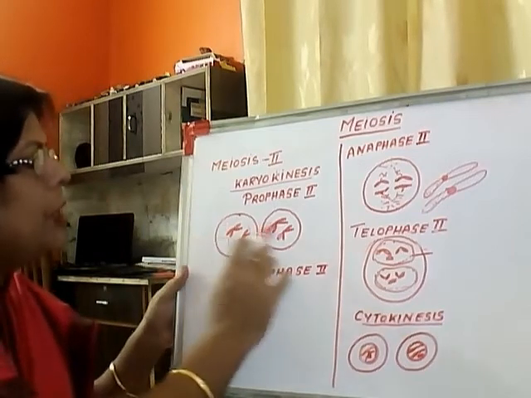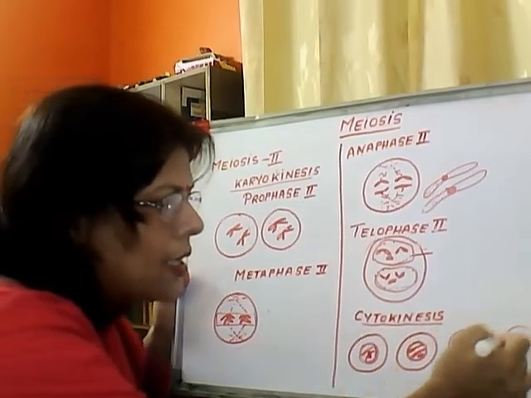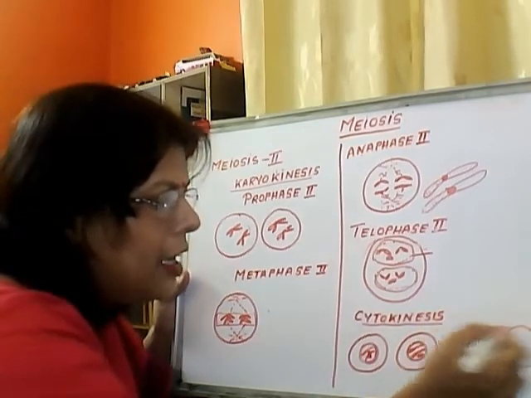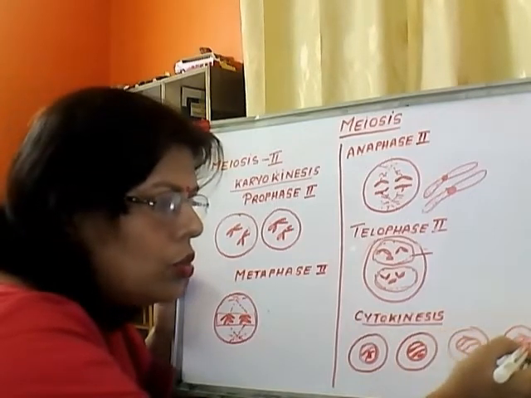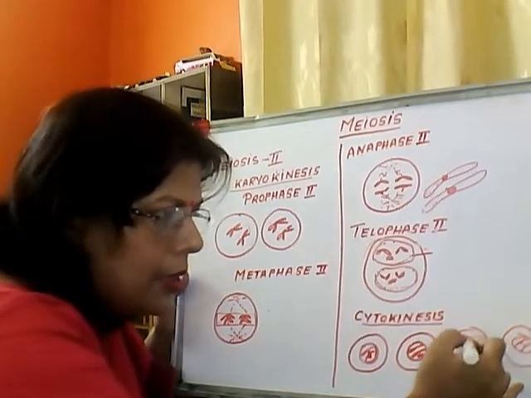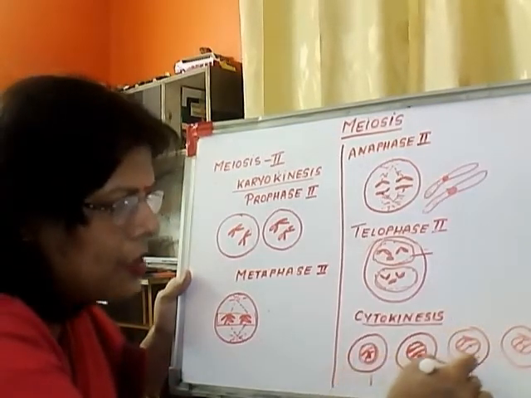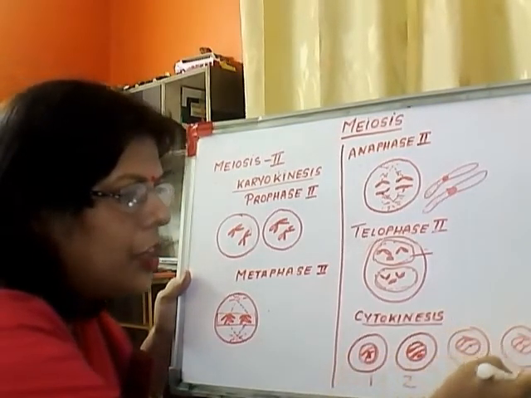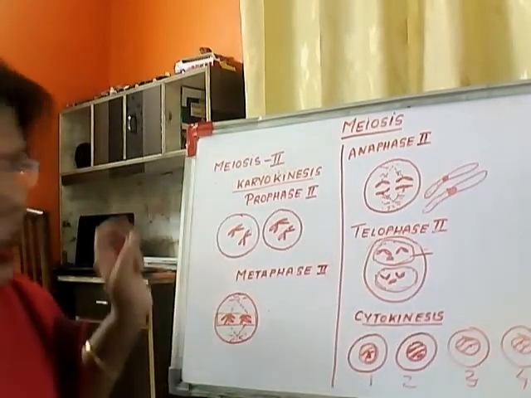But since in meiosis two cells are there, at the end four cells are formed, and each of the four cells is going to have two daughter chromosomes. So these are the four cells, or the four gametes, which are formed after completing the whole meiosis division.